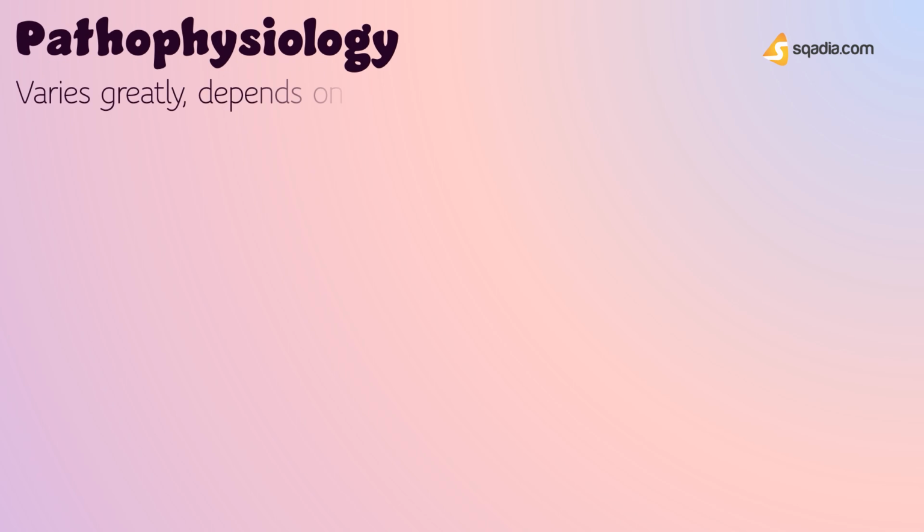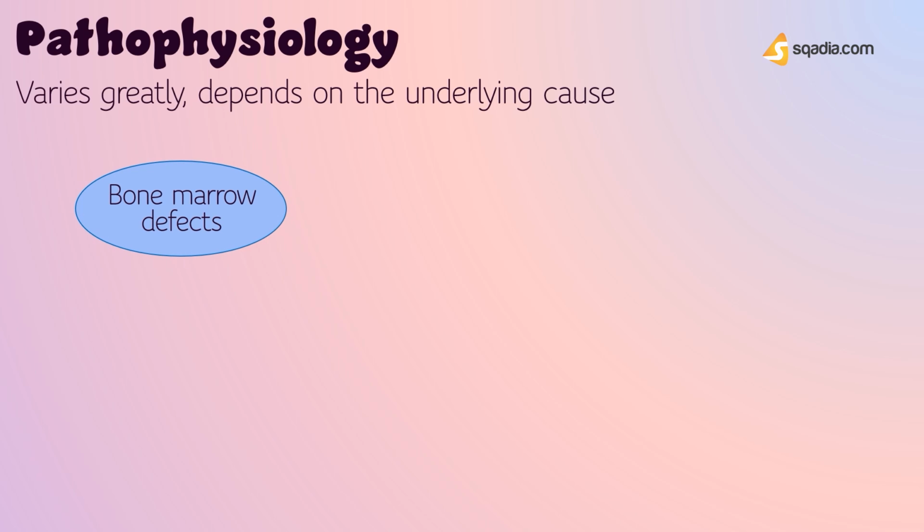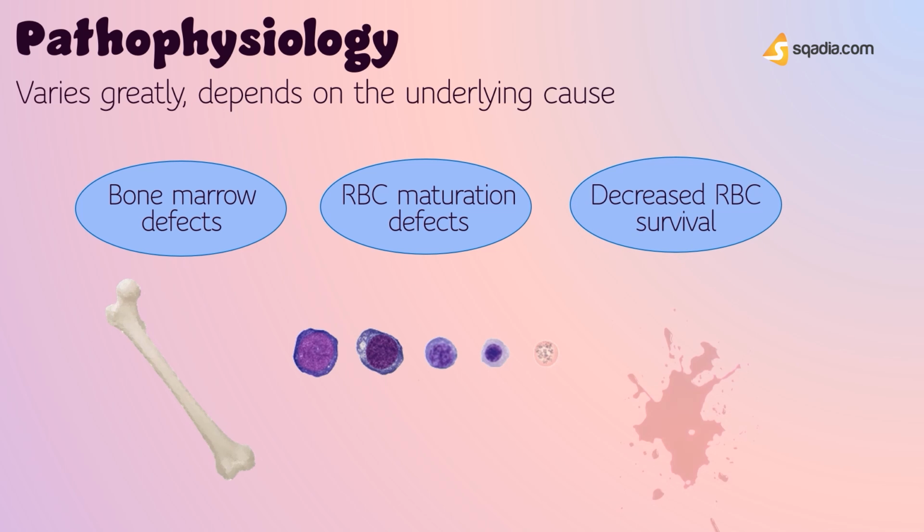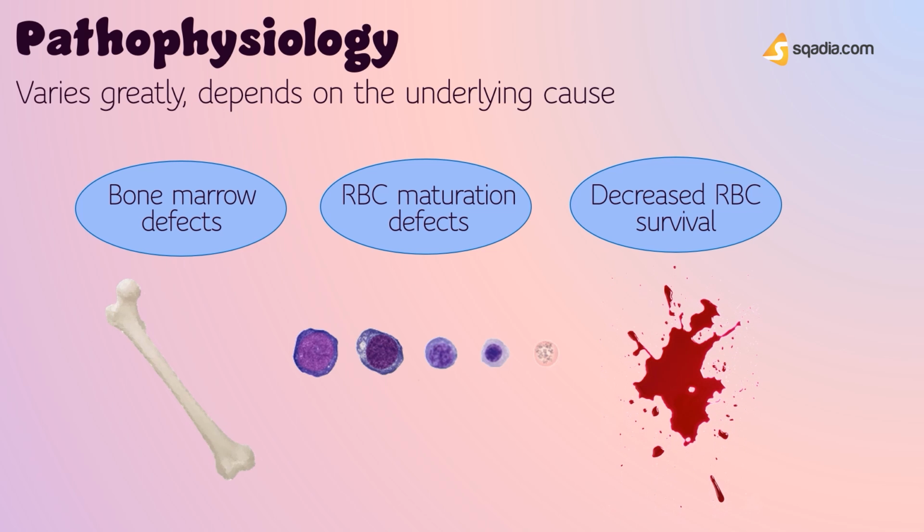The pathophysiology of this condition varies greatly depending on the primary causes, but the main process involves the following: either a bone marrow production defect, meaning there's a hypoproliferation of red blood cells, or a defect in the red cell maturation, like when there is an ineffective erythropoiesis, or finally a decreased red cell survival that may be caused by hemolysis or a blood loss.